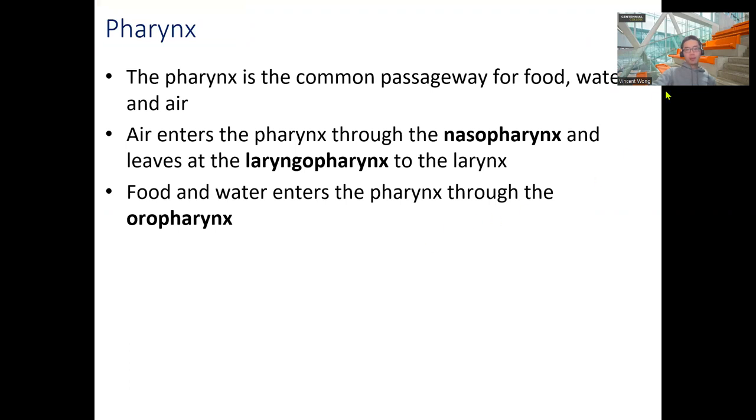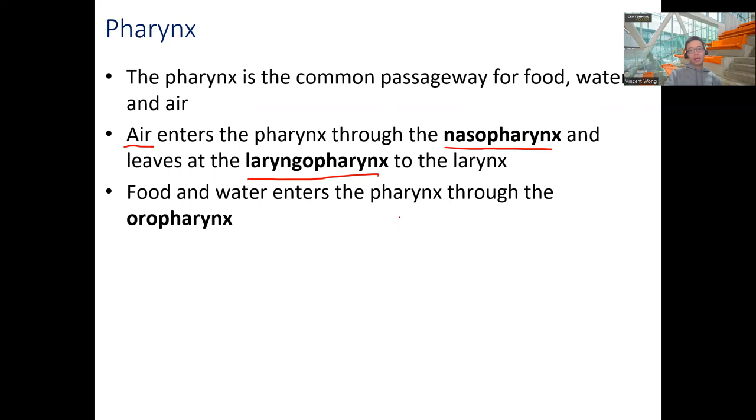Okay, so the throat, the pharynx. The pharynx is a common passageway for food, water, and air. Everything that we breathe in, everything that we swallow, will go through the pharynx before heading down further. And we label the diagram and show that for air, it will enter the pharynx through the nasopharynx, and then it will leave through the laryngopharynx. And after that, it will go through the glottis and then into the larynx. That's why it's called the laryngopharynx, right? It's like a hole that connects the larynx and the pharynx together.